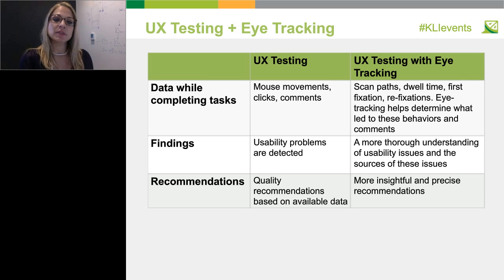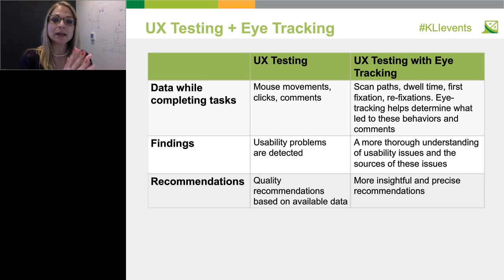So for example, some of the data that we collect in user experience testing when we don't have eye tracking include mouse movements, clicks, and comments, as I mentioned. But when we add eye tracking now, we can evaluate things like scan paths and dwell time, first fixation, refixation. So if people continuously look back and forth between elements and don't make a click, or look back and forth and finally make a click, this gives us a deeper understanding of those mouse movements and those clicks and those comments.